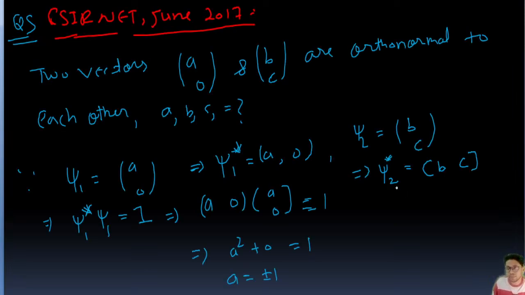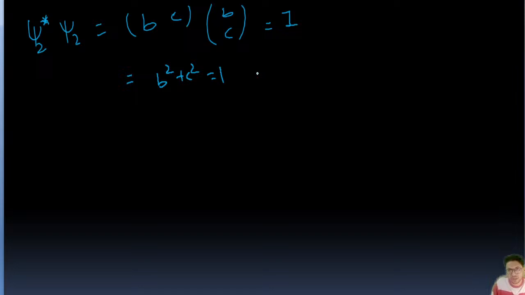Next we'll find psi 2 star psi 2, because this is also a column vector. Each column or row is a normalized vector, because the orthonormal condition is given. So this is going to be psi 2 star, which is BC, times BC. We'll solve it. This is going to be B square plus C square equal to 1. This is equation number 1.